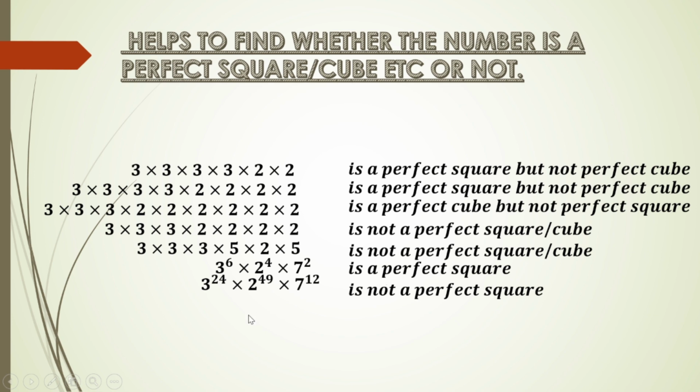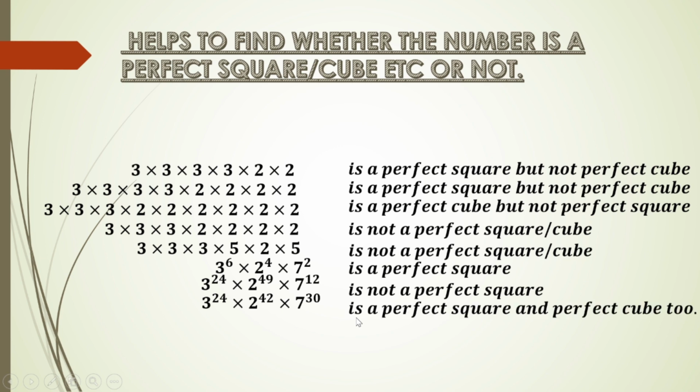Okay, now here 24, 42, 30 all are even, so it's a perfect square because 3 raised to power 24 can be distributed into 2 groups. In fact, all of them, because 24, 42, 30 are all multiples of 3, so they can be distributed into 3 groups. So it's a perfect cube. So this number is going to be a very big number if we have to evaluate it, but it's not a perfect cube. Sorry, it's a perfect square and a perfect cube too. So it helps us to find whether a number is a perfect square or cube or not.